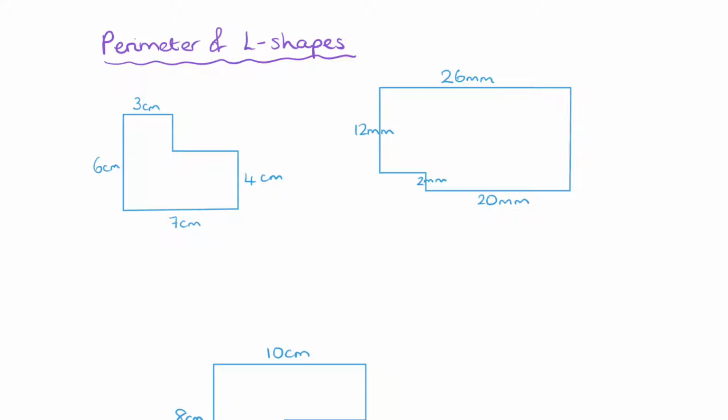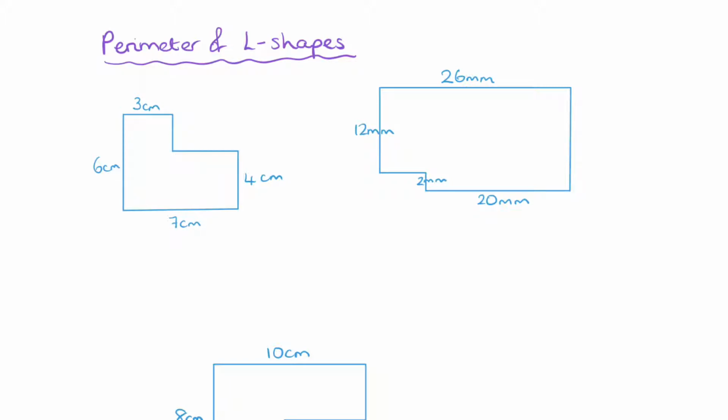So first of all, we need a reminder of what perimeter means. What you've got to imagine when you're working out perimeter is that there's a little spider starting on one of the corners and he crawls all the way around the outside of the shape. And the perimeter of the shape is the distance that the spider has travelled. Okay, so the perimeter of a shape is the distance all the way around the outside.